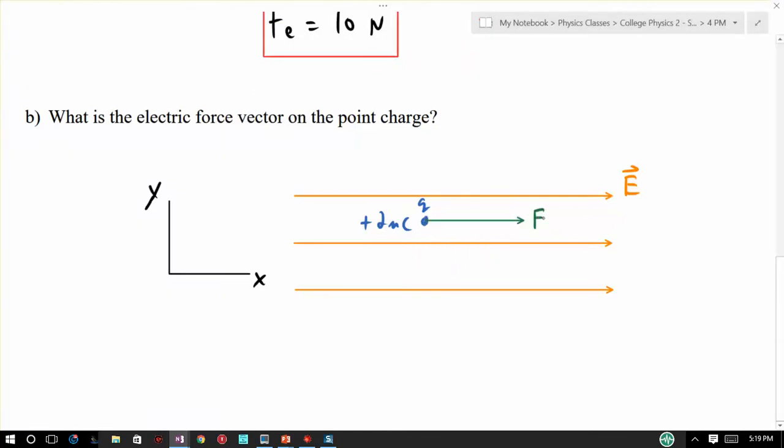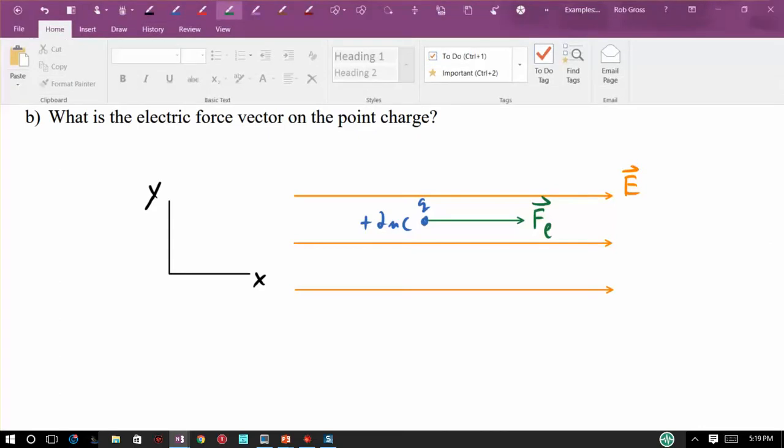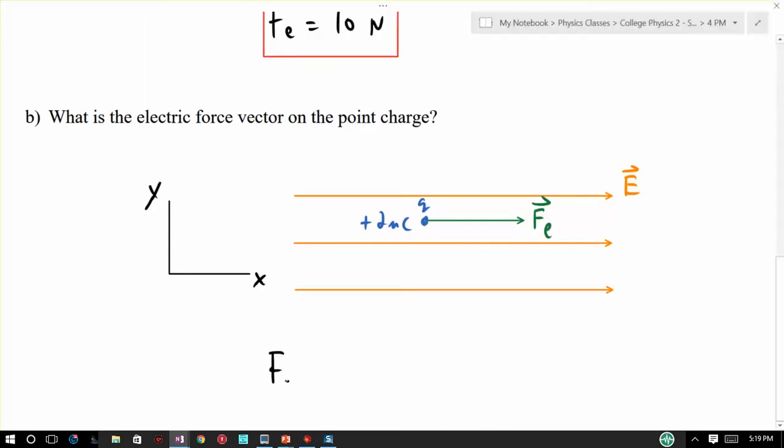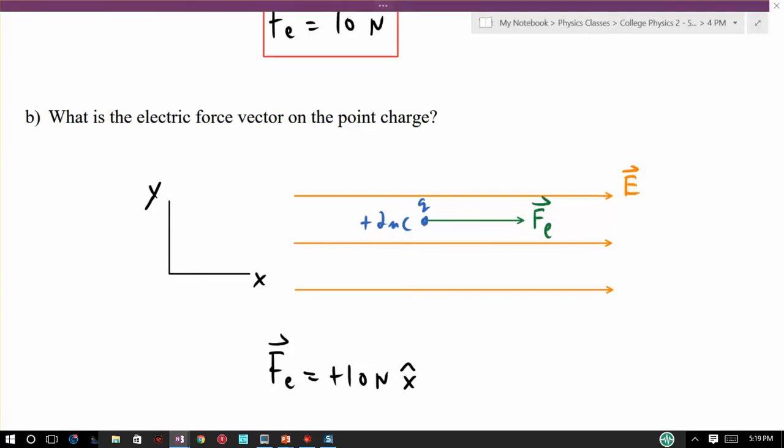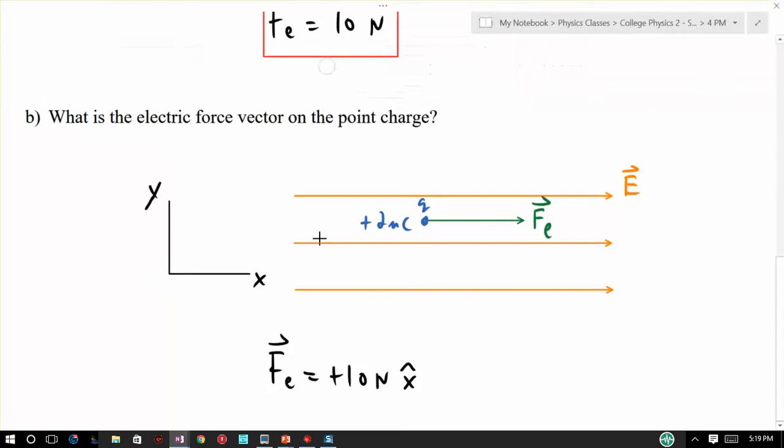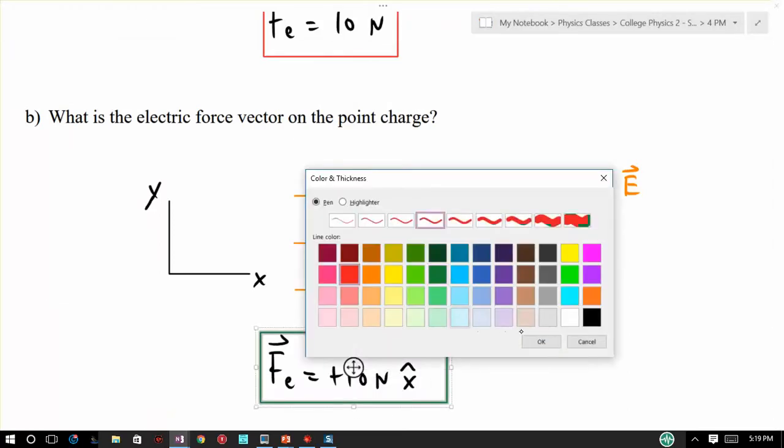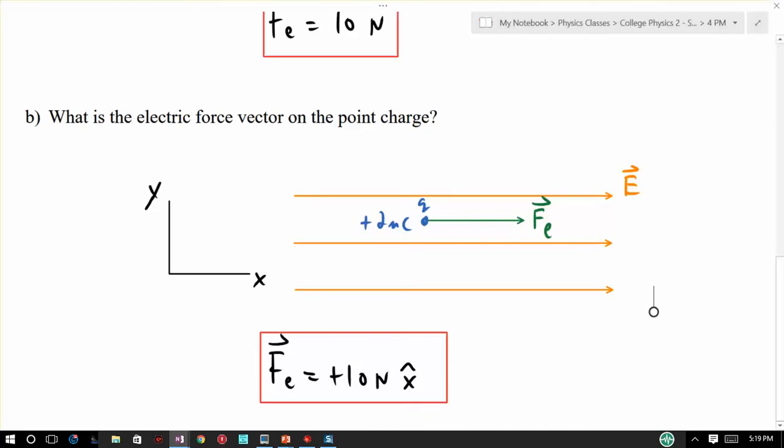So I'll call this Fe. Anyhow, it's pretty simple, right? They're both in the same direction. So that's it. You know what the direction is. It's positive x direction, the same as the field. So if you write the electric field vector down, it's plus 10 newtons, meaning in the positive x direction, right? And that's it. So that's how you find both the magnitude and the direction of the electric force on that charge, right? It's pretty straightforward, hopefully.